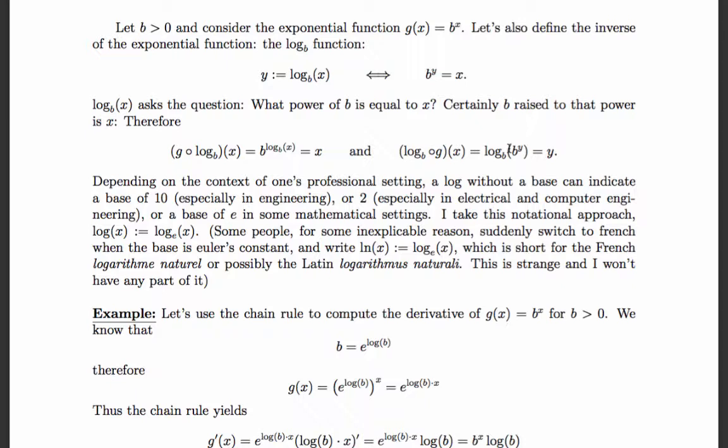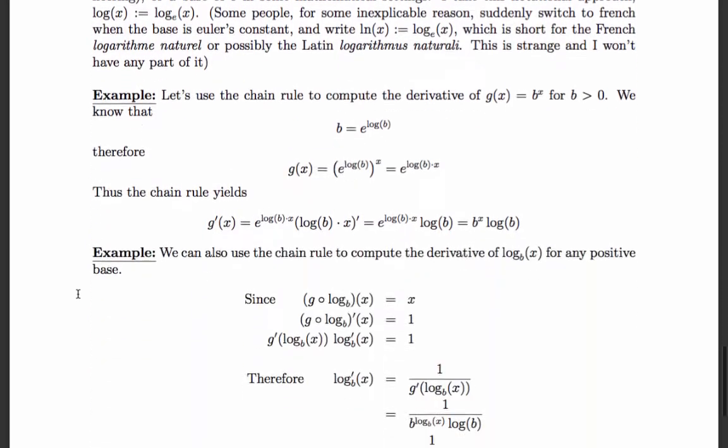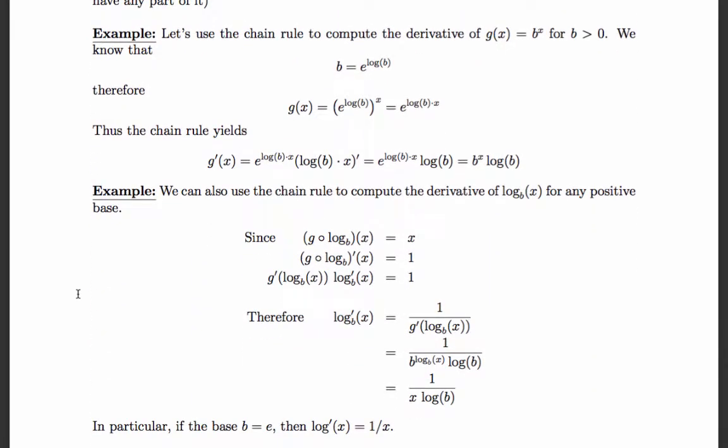So, let's use the chain rule to compute the derivative of g of x equals b to the x for some positive b. Now, we know that b equals e to the log b. Therefore, g of x equals e to the log b times x.